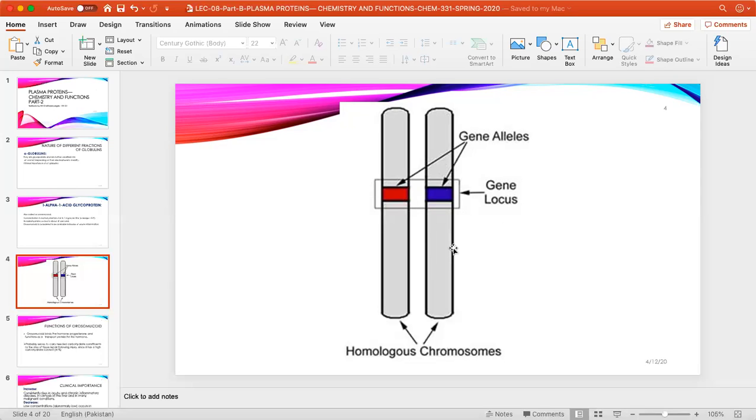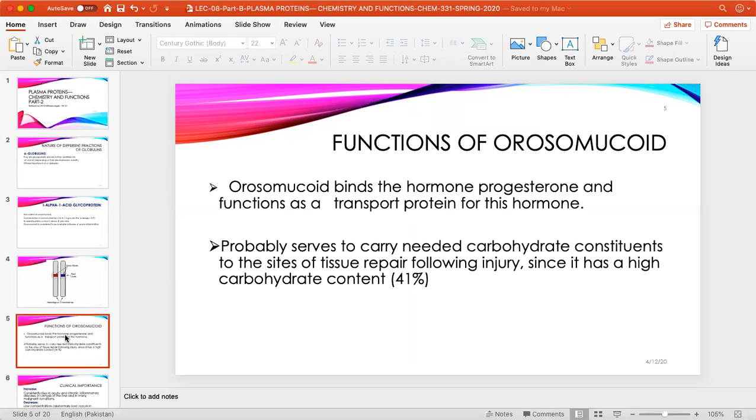So this orosomucoid is synthesized primarily in hepatocytes. Hepatocytes कहते हैं liver cells को, and has a normal plasma concentration between 0.6 to 1.2 milligram per milliliter. That is 1 to 3% of plasma protein is made up of this.